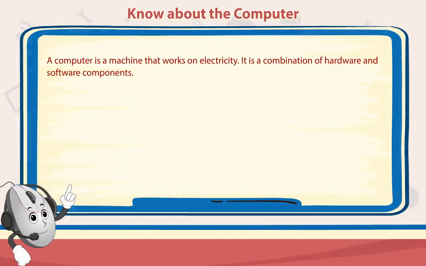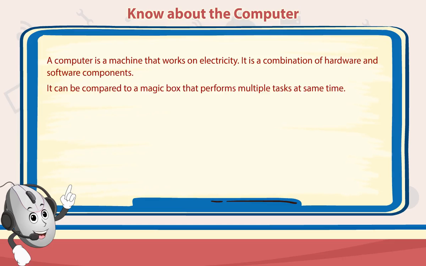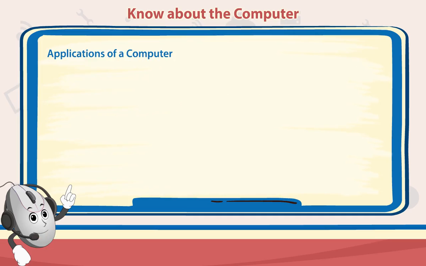Know about the computer. A computer is a machine that works on electricity. It is a combination of hardware and software components. It can be compared to a magic box that performs multiple tasks at the same time. Let's learn more about a computer.